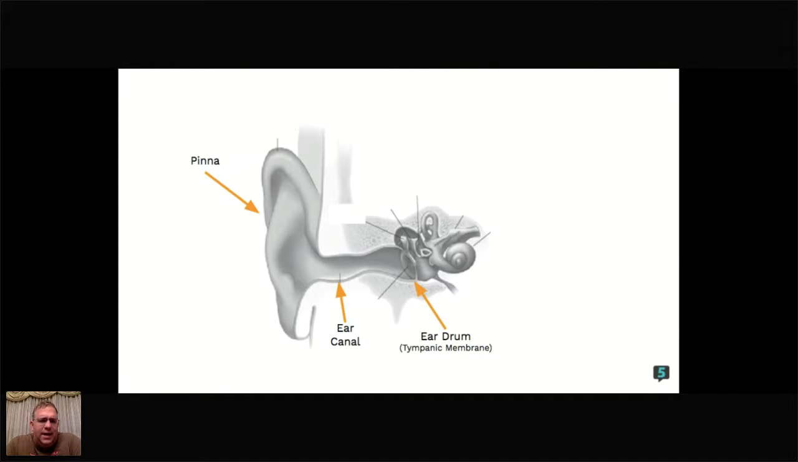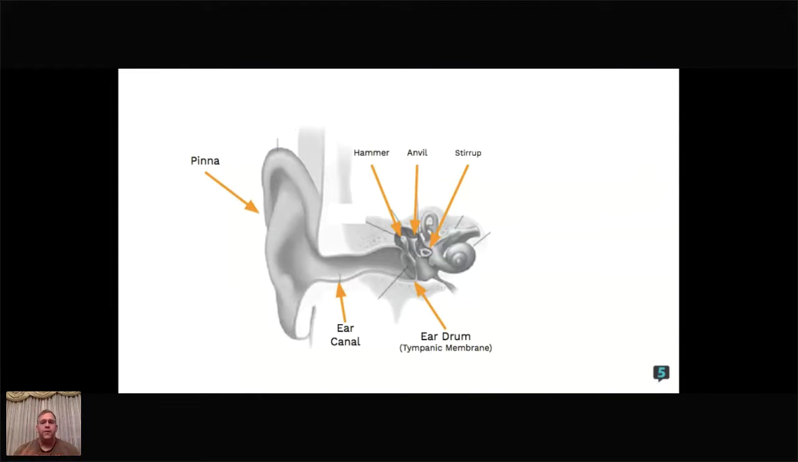What's weird about this is that the textbooks in psychology have names for this that are not going to be found in medical books. The names that we often use in psych are the hammer, the anvil, and the stirrup. What actually happens here is that the eardrum gets vibrated, and then the eardrum hits the hammer, which hits the anvil, which hits the stirrup.